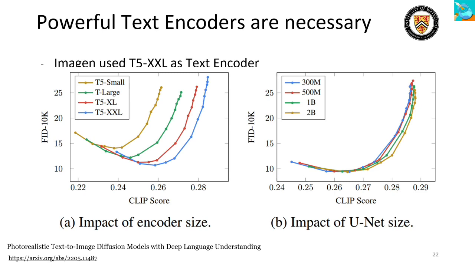Another important insight brought by Imagen is that they find that powerful text encoders are necessary, and having a better text encoder improves the performance of image generation significantly compared to increasing the UNet size. As you can see here, Imagen was using T5-XXL, which is a very large text encoder, and they achieved the best CLIP score while achieving the lowest FID score, which I will explain, what is FID and CLIP score.